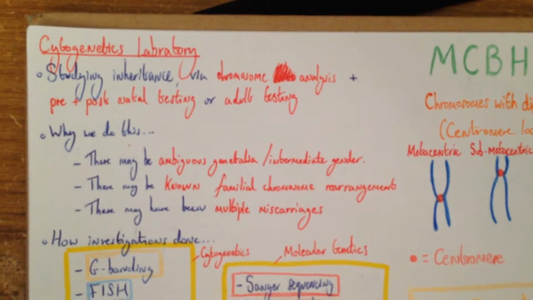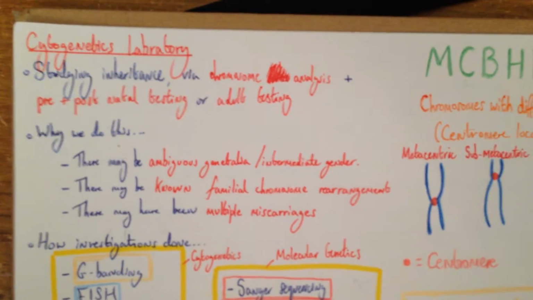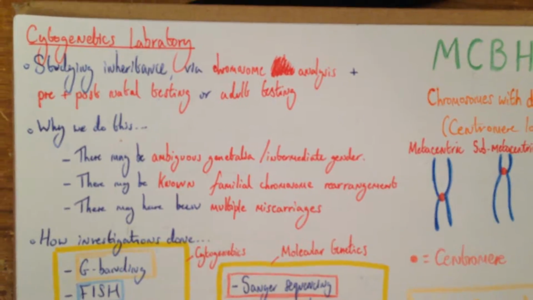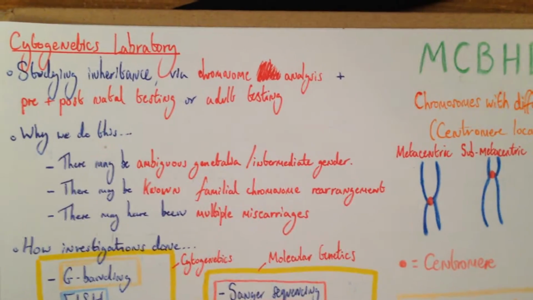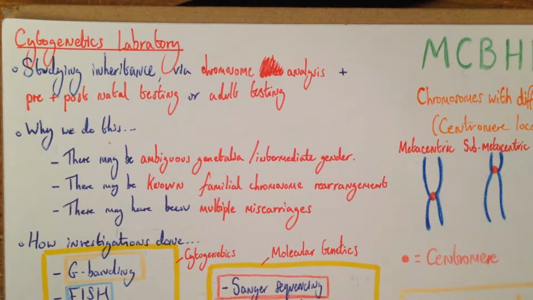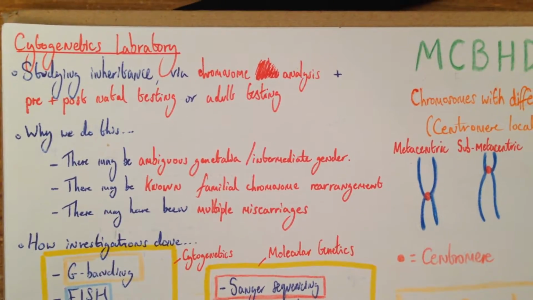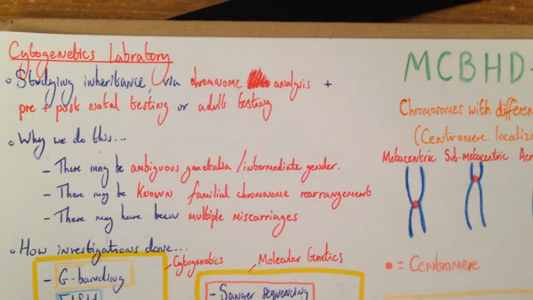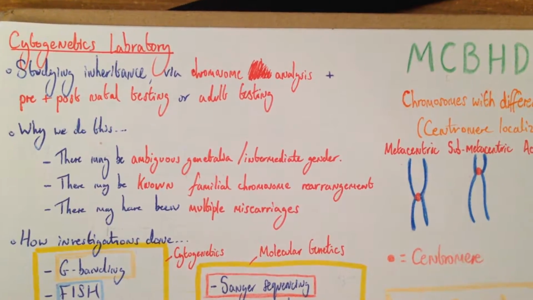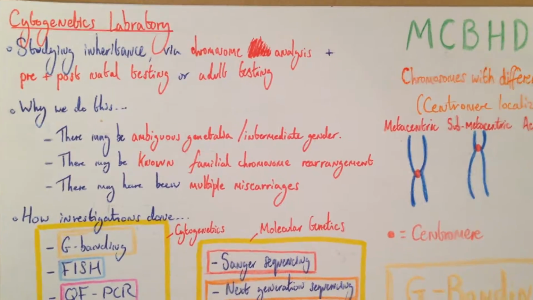So we're going to start off with the cytogenetics laboratory. Cytogenetics in the lab is the study of inheritance via chromosome analysis and pre- and postnatal testing, or adult testing. So cytogenetics is basically studying inheritance.